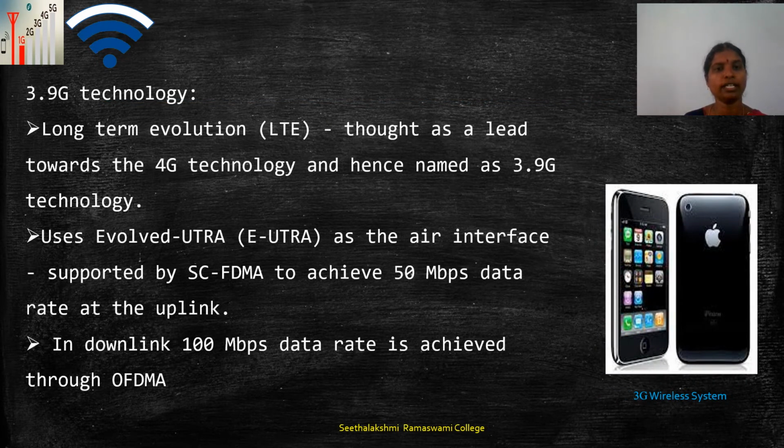Next, 3.9G technology. Long-term evolution, that is LTE, is thought of as a lead towards 4G technology and hence named 3.9G technology. It uses evolved UTRA, that is EUTRA, as the air interface, and it is supported by single carrier frequency division multiple access, that is SC-FDMA, to achieve 50 megabit per second data rate at the uplink. In downlink, 100 megabit per second data rate is achieved through orthogonal frequency division multiple access, that is OFDMA.